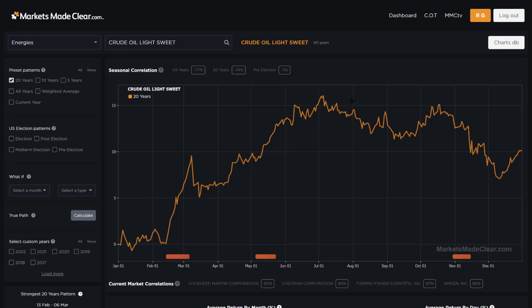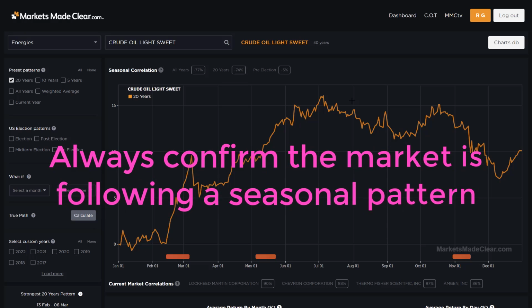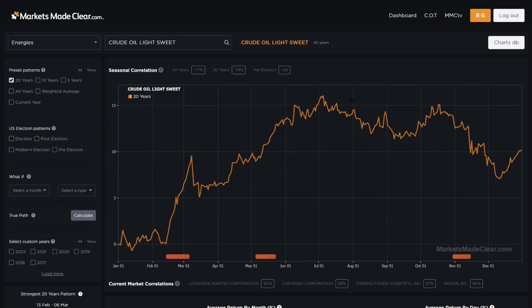The number one rule to remember when you're trading using seasonal patterns is to always confirm the market is following a seasonal pattern. If we take a look here at crude oil, I'll go through what I mean by that. This is the 20-year average for crude oil, and we can typically see the market rallies for the first half of the year and declines in the second half. But if you're familiar with the markets this year, and particularly crude oil, you will know that crude oil has not performed anywhere near in line with this seasonal pattern.